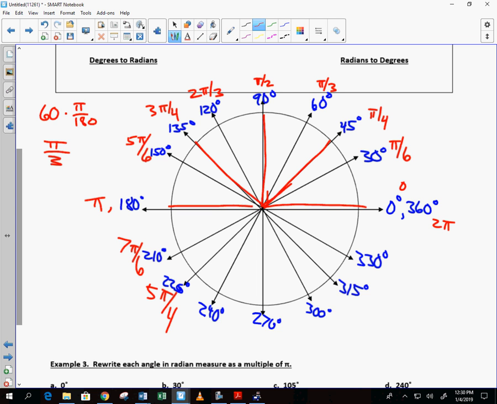240. Which one? 60. How many times? So it's 4 pi over 3. 270. Which one? 90. How many times? 3 pi over 2. 300. Which one? 60. How many times? 5. 5 pi over 3. 315. 45. I don't know what 315 divided by 45 is. I count. 1, 2, 3, 4, 5, 6, 7.